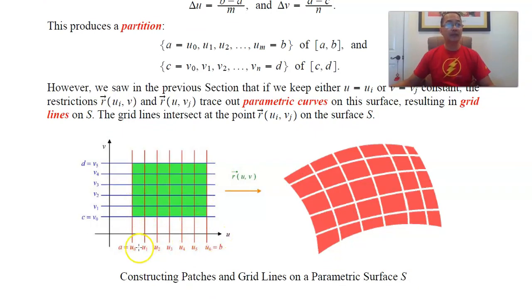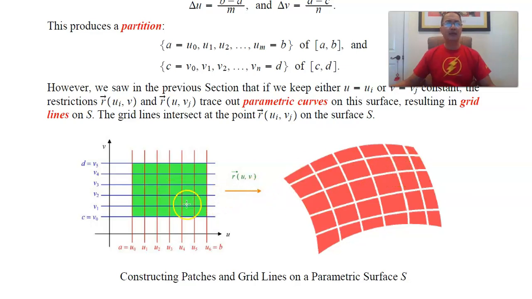Here's [a,b] subdivided into 6 pieces, and here is [c,d] subdivided into 5 pieces. It's like you have a birthday cake and you subdivide it into 6 along this axis, 5 along here. So maybe you have 30 guests, and each of them will get one little piece. So this is the domain of the parametrization. So R will create your parametric surface.